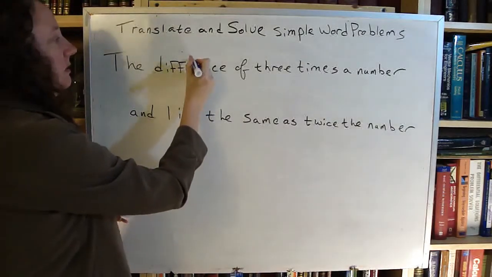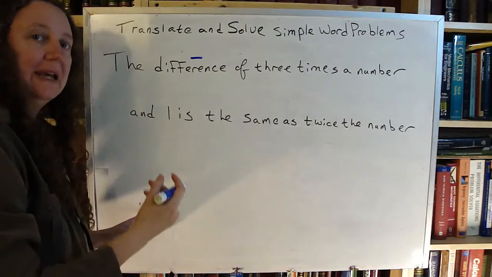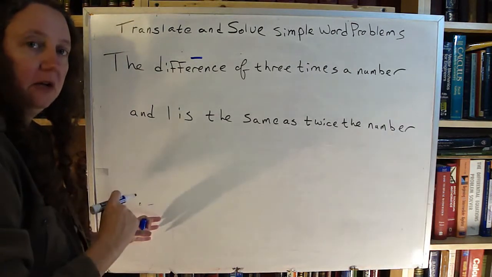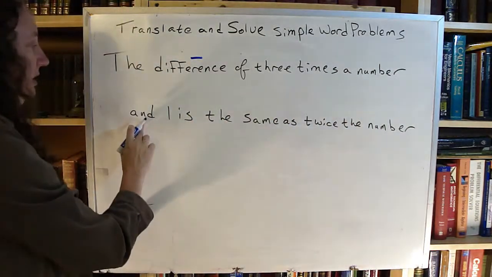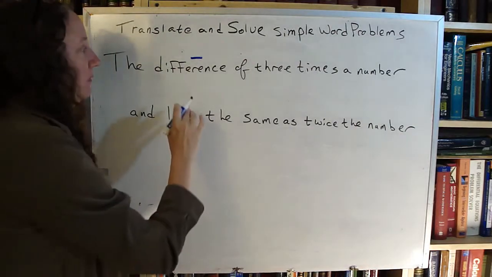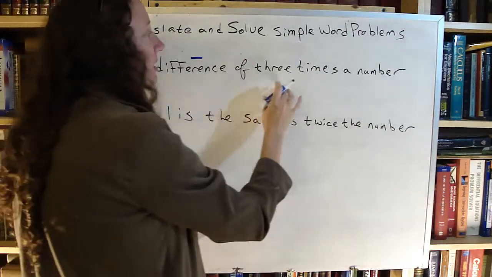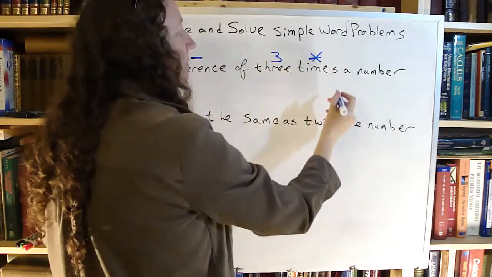Difference. That means minus. It's going to look for the word "and" to tell me where to put that minus sign. So I'm looking for the word "and". There it is down here. Okay, so I'm going to hold off on that. Difference of 3 times a number. So 3 times a number.